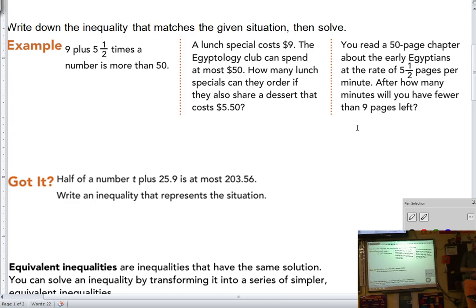So we want to write these inequalities and then solve. And I still don't think we have any of the flip situations here. In 9-3, we kind of ease back into things. So 9 plus 5.5 times a number. If I just write this out, 9 plus 5.5 times a number. How do I represent something times a number? How would I write that, Casey?